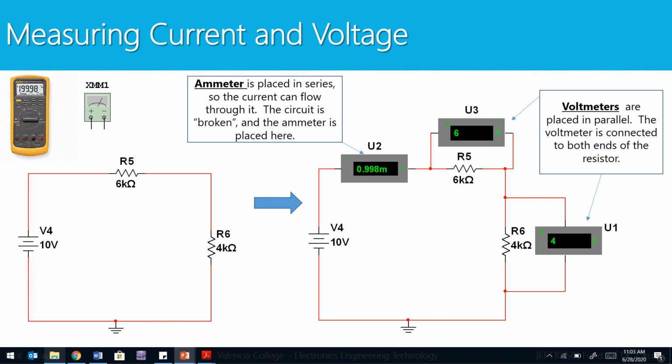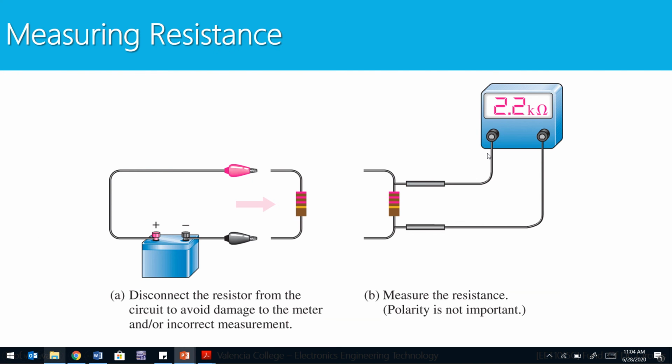And a multimeter is just a tool that can do voltage, current, or resistance. You have to make sure you physically set your multimeter to the correct measurement before you use it. Make sure also when you measure resistance, disconnect the resistor from the circuit to avoid damage to the meter or an incorrect measurement. And measure the resistance by connecting your two terminals to either side of the resistor.